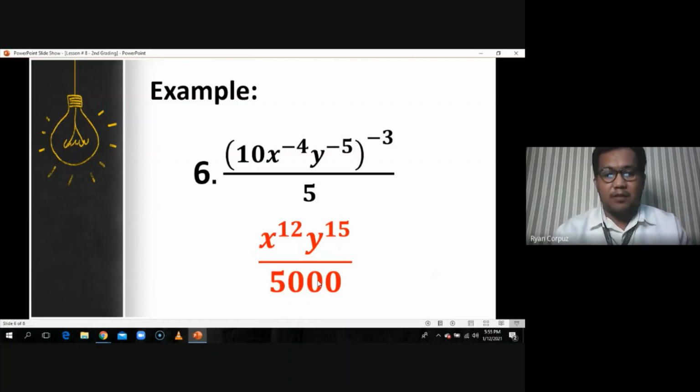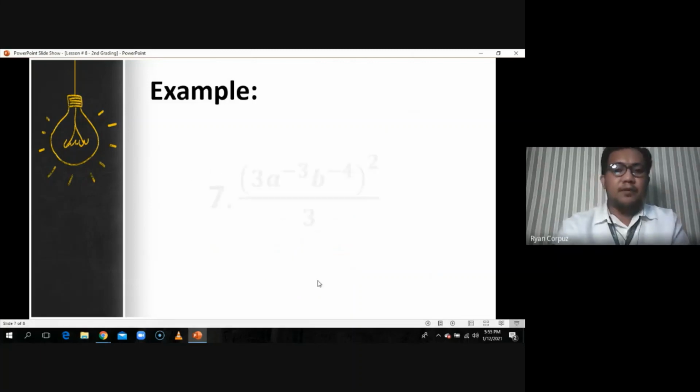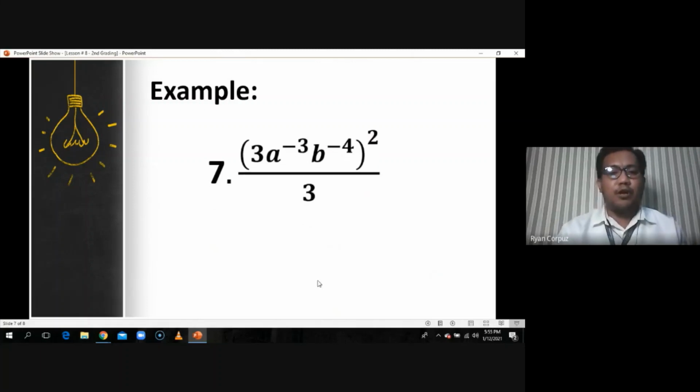Hopefully this time medyo naintindihan na natin on how to answer example number 6, or how to simplify expressions involving negative exponents. So let's try another example. So we do have here example number 7. The given is 3a raised to negative 3, b raised to negative 4, quantity raised to 2 over 3. So ito naman, yung exponent outside is positive.